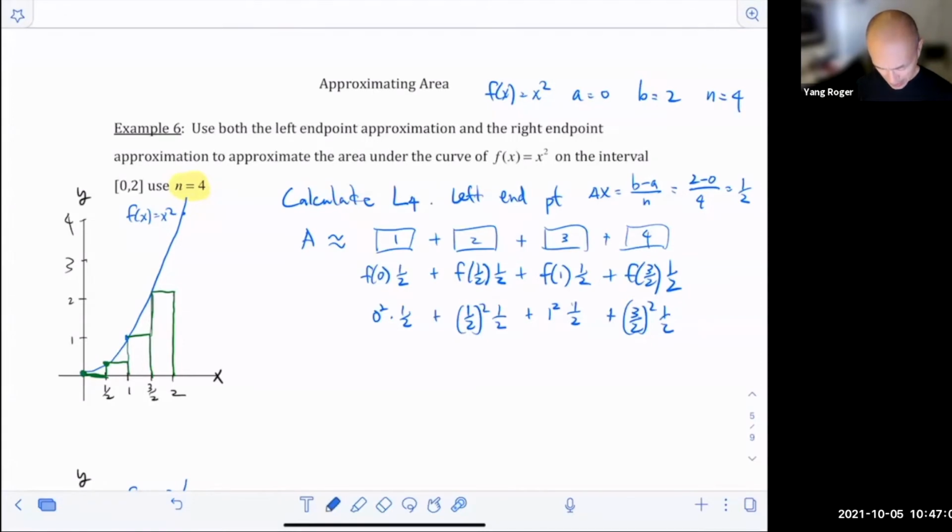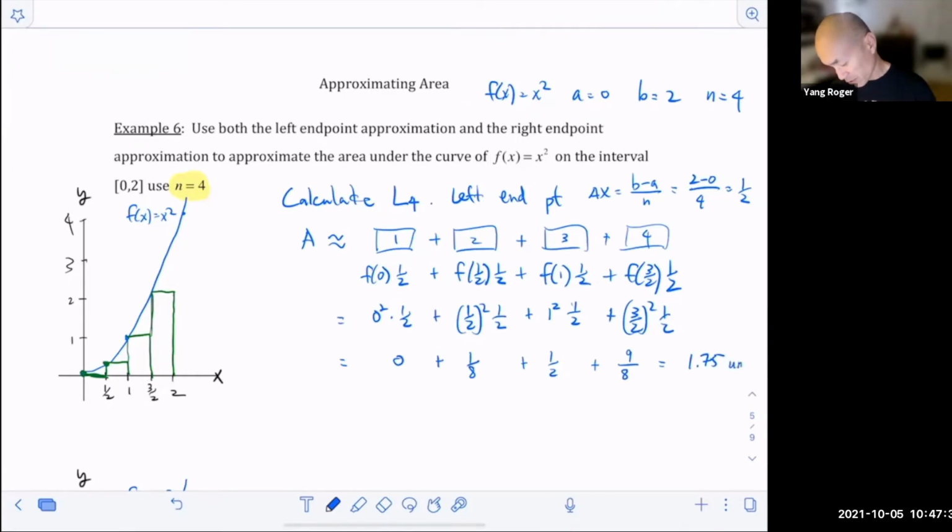When you do that, you're going to get 0 plus 1/8 plus 1/2 plus 9/8. And if you stuck all this into your calculator, you get 1.75. We don't have any units here, but I'm just going to put units squared.